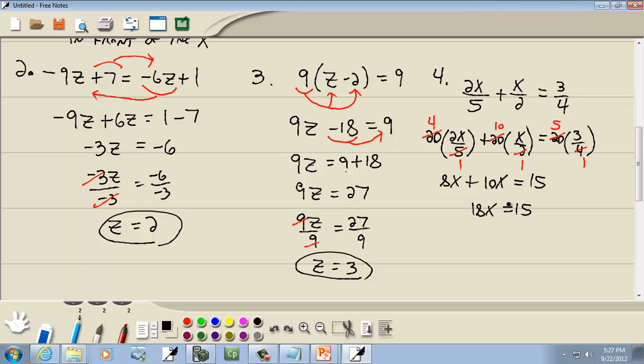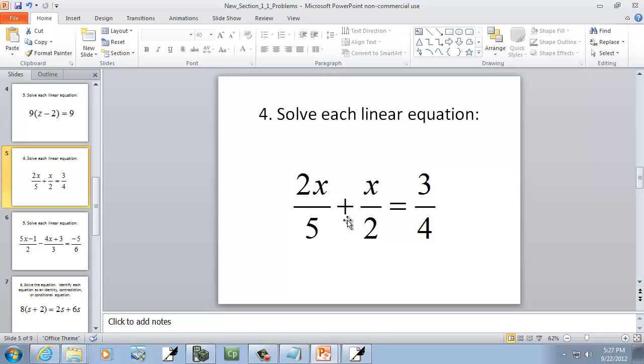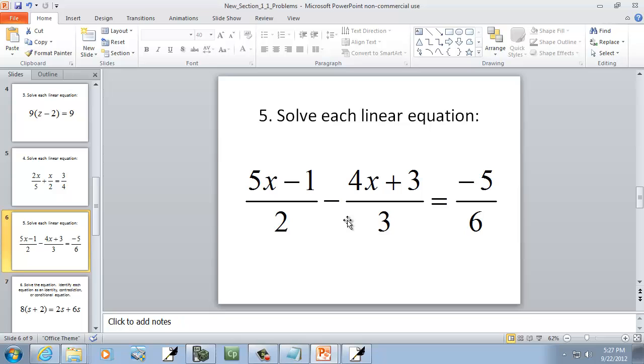Our last step, divide both sides by the number in front of our x. So we'll divide both sides by 18. Those 18's cancel. And 15 over 18, they're both divisible by 3. So that gives us 5 over 6. So our answer is 5 over 6. Let's take a look at our next one.